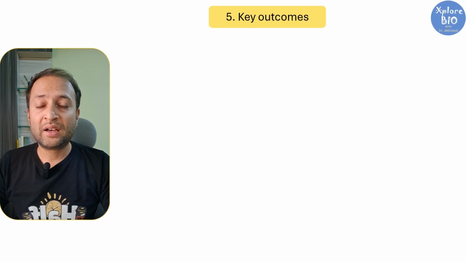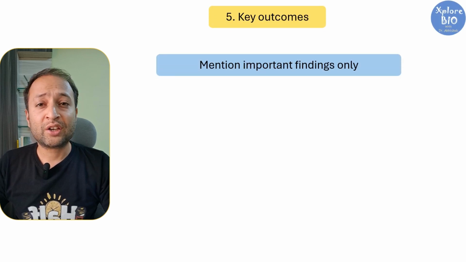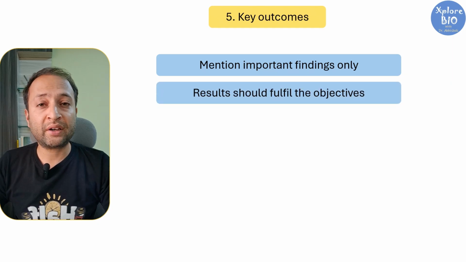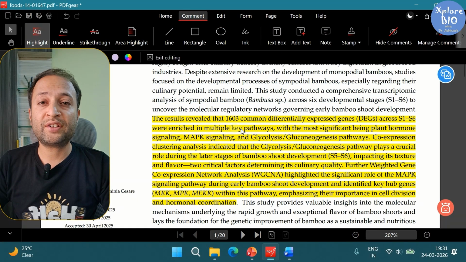Now comes the most important part of the abstract, the outcomes. Here you mention the main findings of the study using real numbers and facts. Your results must directly answer the objective you stated earlier. In this example, it states how many genes were differentially expressed and the significant pathways affecting the texture, the flavor, and ultimately the culinary properties.